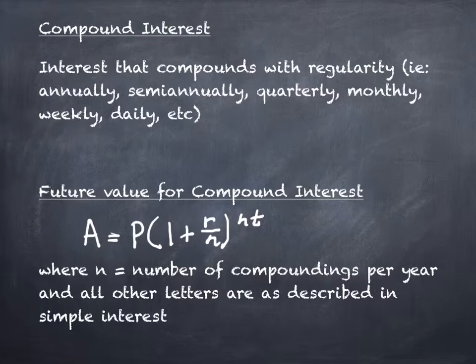There are 2 conditions down below. It tells us what N is. N is the number of compoundings per year. That's what we were talking about in this other portion of the description: annually, semi-annually, how many times a year do we apply this interest rate? And all the other letters, the A, the P, the R, the T, are exactly the way they were when we talked about simple interest.